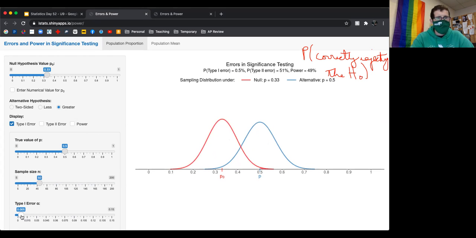So at this point, at the lowest possible significance level, 0.005, the power is 49. If I want to increase the power of my test, I can make my significance level higher. I'm going to bump it up to the highest. And now the power of my test jumped from about 50% up to over 90%. Because it's easier for me to reject the null. Does that make sense?